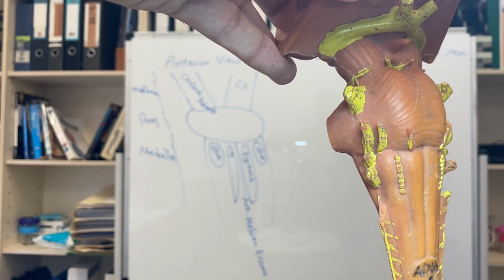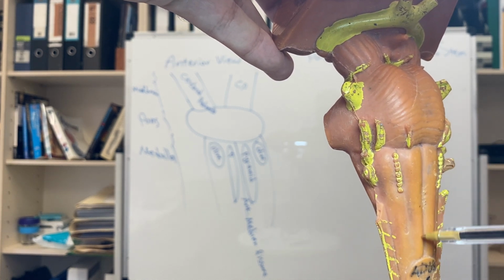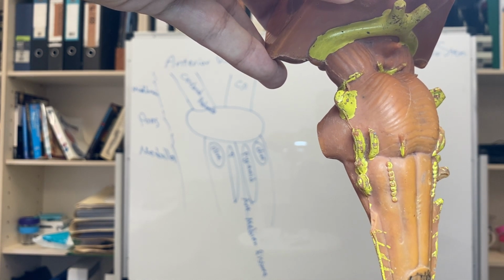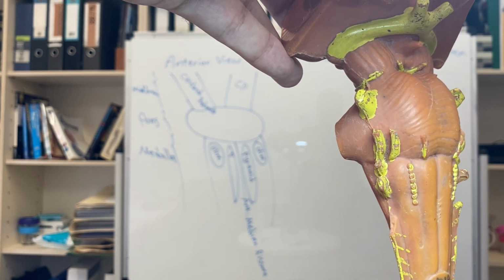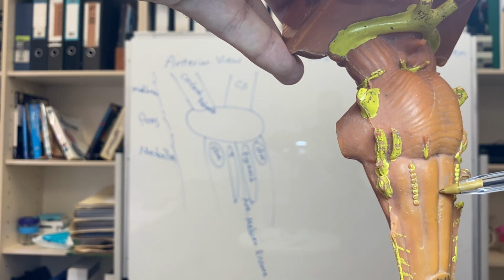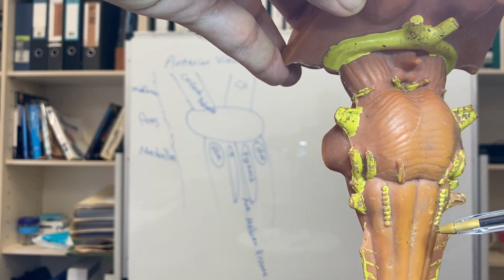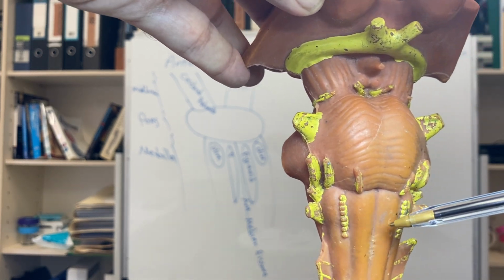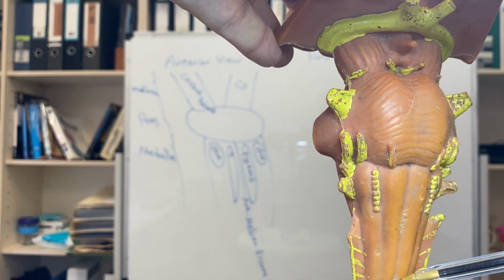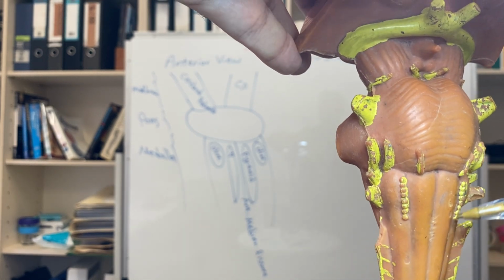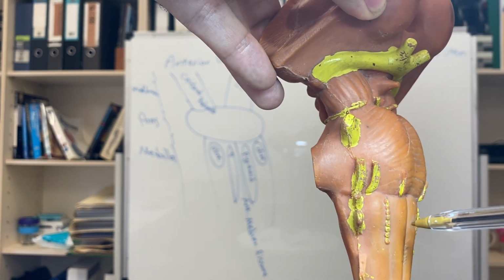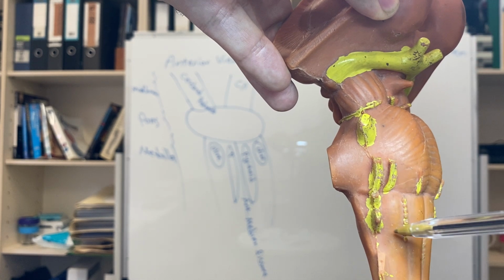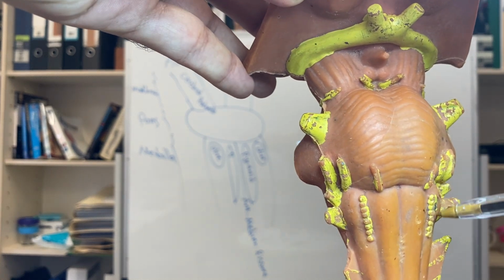This fissure is anterior median fissure, which continues down as the anterior median fissure of the spinal cord. On either side of this fissure, we have two bumps. They are called pyramid. This is the right and left pyramid. At the top, we have two other bumps. On the lateral side of the pyramid, we have olive, and this is the left side, olive.